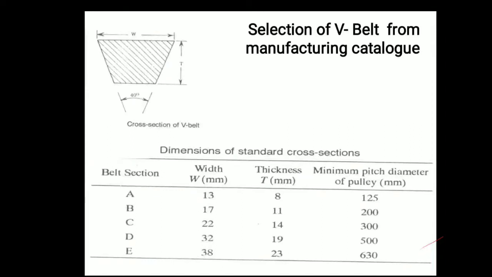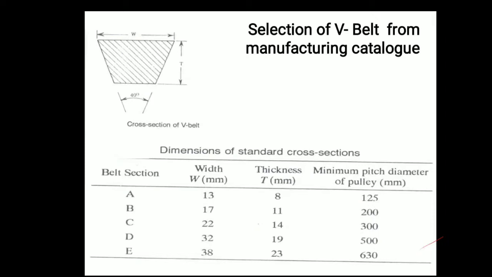In the previous session we have seen the manufacturing catalog for flat belt, and right now we are going to check the selection of V-belt drive from the manufacturing catalog. First of all, I will tell you the manufacturing catalog process, how to select, because this is somewhat complicated. A number of graphs and charts are present here, so please listen carefully, understand, and then try to solve.